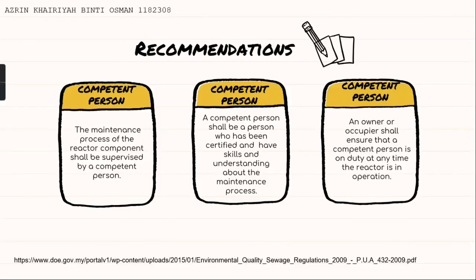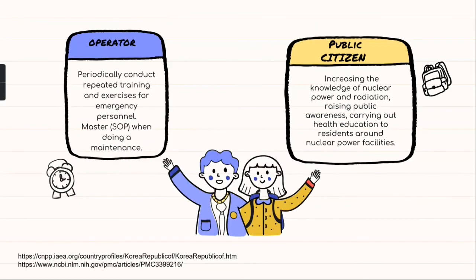Next, the recommendations. The maintenance process of the reactor component shall be supervised by a competent person. A competent person shall be a person who has been certified that he is duly qualified to supervise the maintenance process of the reactor component. The competent person must have skills and understanding about the maintenance process. An owner or occupier shall ensure that a competent person is on duty at any time the reactor is in operation. It is the responsibility of that person to make any inspection.